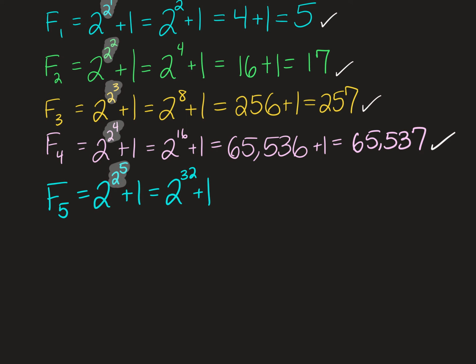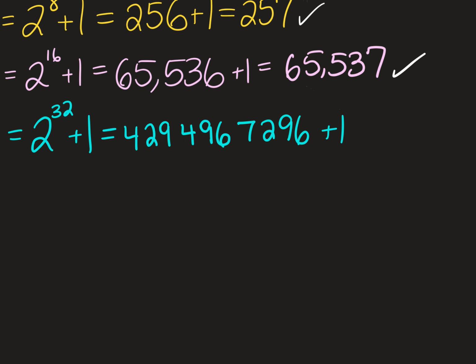Okay, I'm going to go ahead and write it out because I want to just explore the idea that this number is large. So I'm writing this out, whoops, where'd it go? Without the decimal. So we have 4, 2, 9, 4, 9, 6, 7, 2, 9, 6, plus 1. So that, what is that? That's a really large number. 4 billion, over 4 billion.